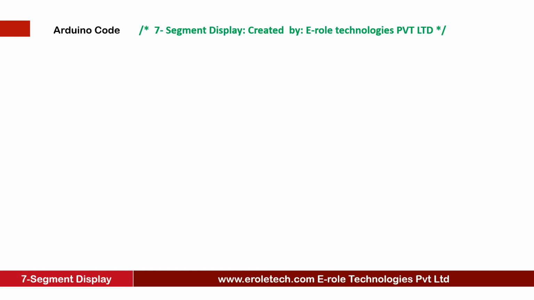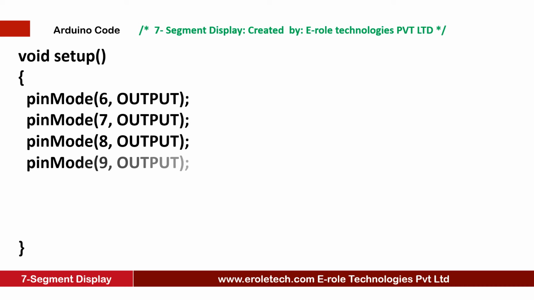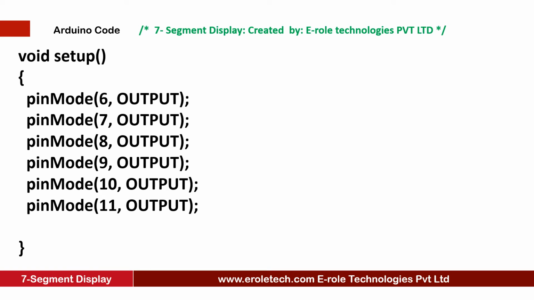This is the code of this project. Void setup is a function that we create at the top of each program. Inside the brackets is the code we want to run once, as soon as the program starts running. In this project, we will give high or low signal to the pins connected with 7-segment display. So we need to make these pins an output pin. We will make pin number 6, 7, 8, 9, 10, 11, and 12 of Arduino an output pin.